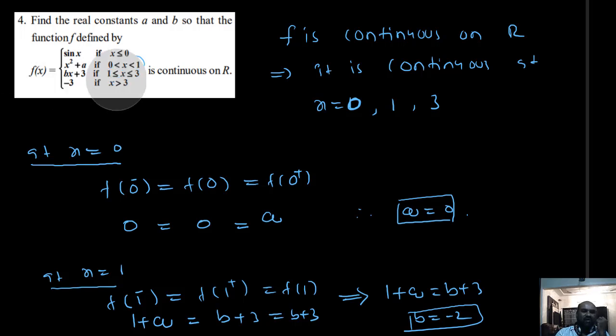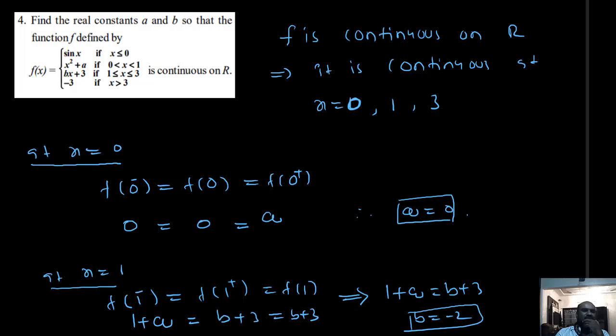Okay, completed. But we need to cross check with our required b. At 3 also it should be continuous, no? So at 3 also you need to find the relation. The relation should be satisfied by a equal to 0 and b equal to minus 2. Then only you can say that those are the required values. Okay, at x equal to 3, what is the rule for 3 and lesser than 3? Both are giving the same rule, f of 3 minus should be equal to f of 3 plus.